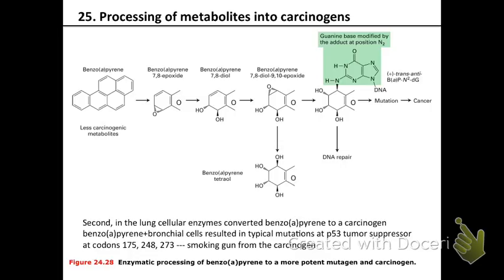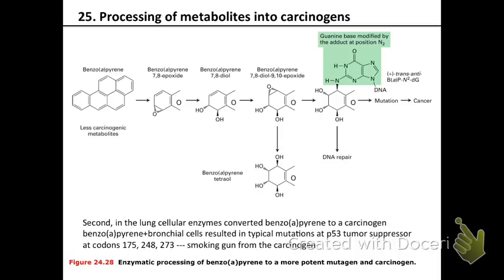It's modifying the base. Base excision repair, right? But if it doesn't get repaired, it can cause a mutation. All right. So what the researchers did next is they mixed bronchial cells with this chemical, benzopyrene, in a dish.